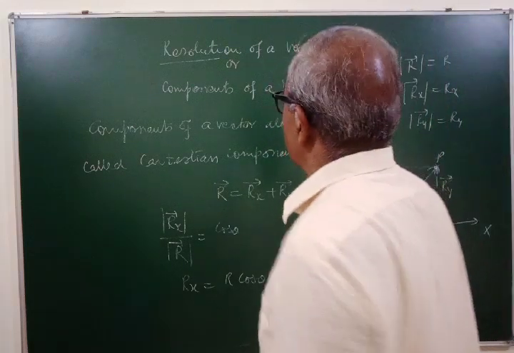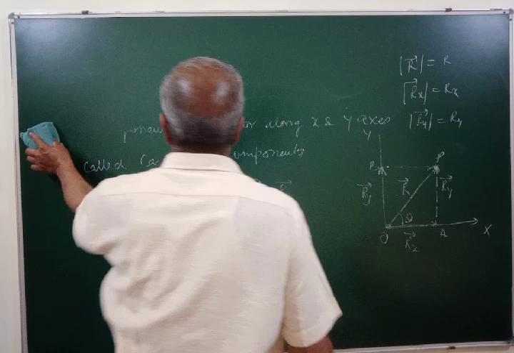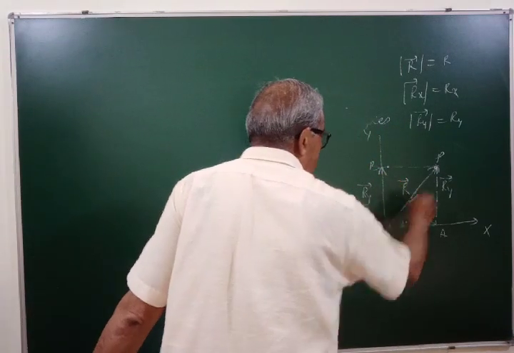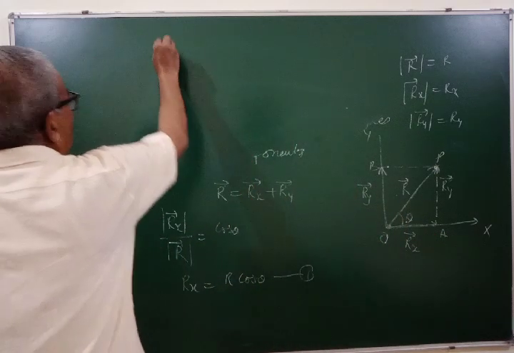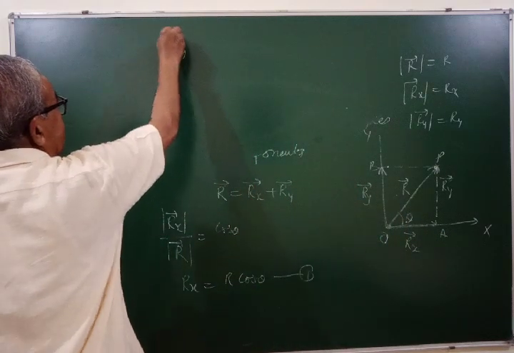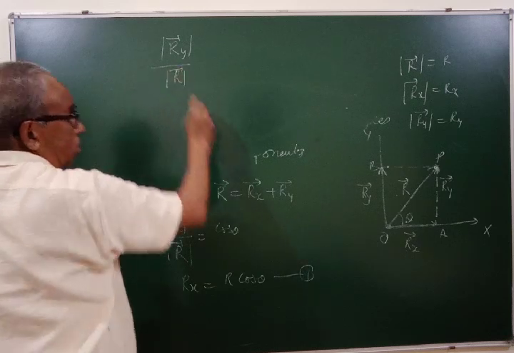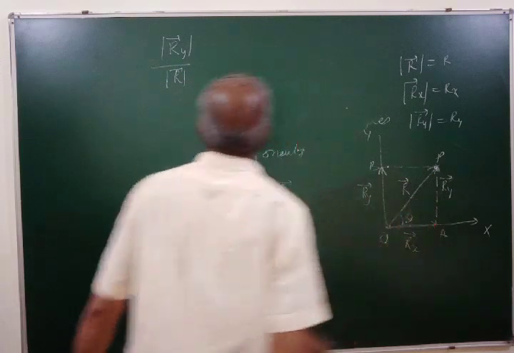Okay? Now similarly, Ry. So modulus Ry upon modulus R, perpendicular upon hypotenuse, is sin theta.